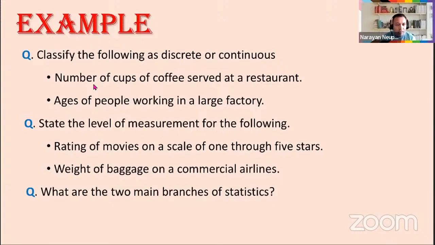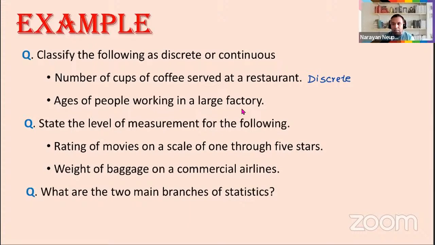So the first one is number of cups of coffee served at a restaurant. If we think of the number of cups of coffee served at a restaurant, it can be 1 cup, 2 cups, 3 cups, or so on. So that means it's going to be the discrete variable because it's not going to take any decimal values there. So this is the example of discrete. Next one, ages of people working in a large factory.